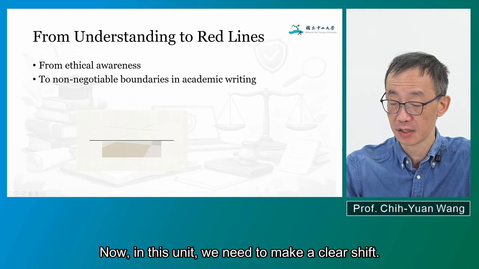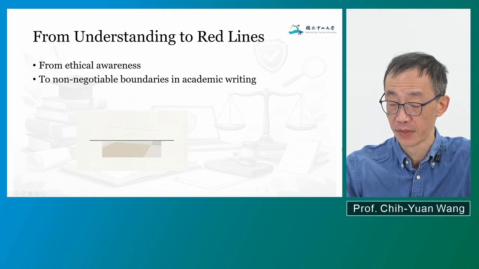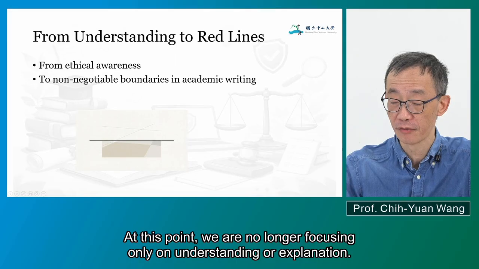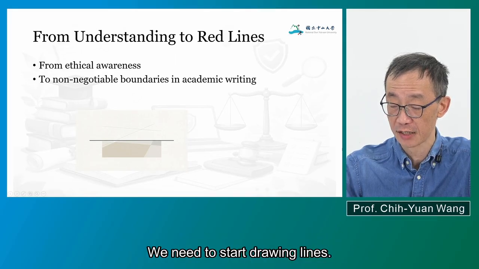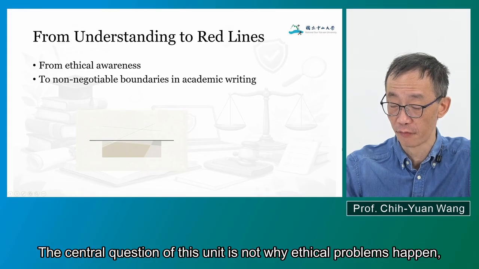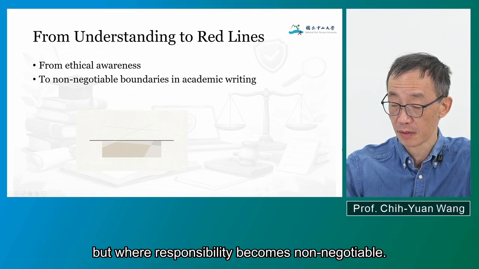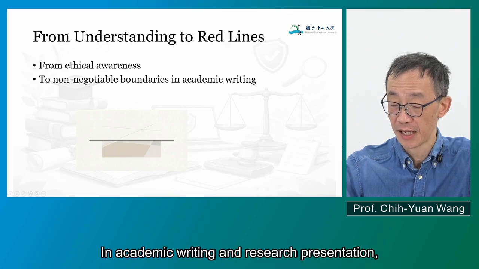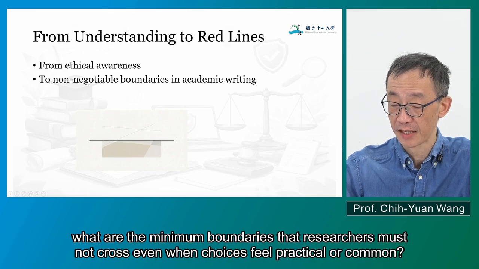Now, in this unit, we need to make a clear shift. At this point, we are no longer focusing only on understanding or experimentation. We need to start drawing lines. The central question of this unit is not why ethical problems happen, but where responsibility becomes non-negotiable. In academic writing and research presentation, what are the minimal boundaries that researchers must not cross, even when choices feel practical or common?